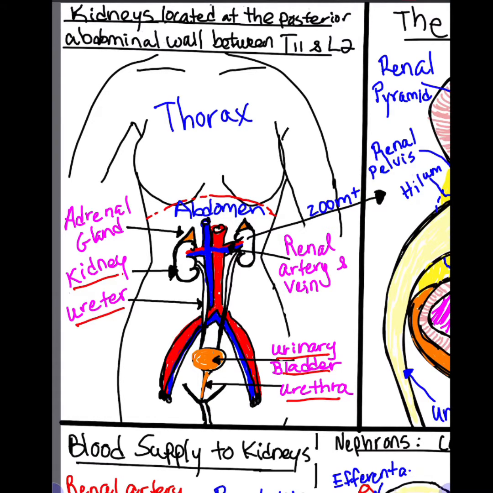Kidneys are located at the posterior abdominal wall between vertebrae T11 and L2. And fun fact, one of your kidneys is positioned slightly lower in the abdominal cavity than the other. This is because of the location of the liver.